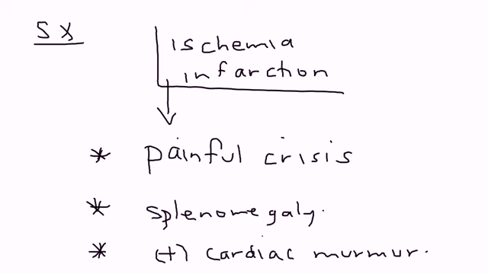But what's really important is this one right here, painful crisis. And you might say, well, what part of the body is the person going to be experiencing the pain in? Most commonly in sickle cell, it's the long bones, and it can also present with pain in the joints.